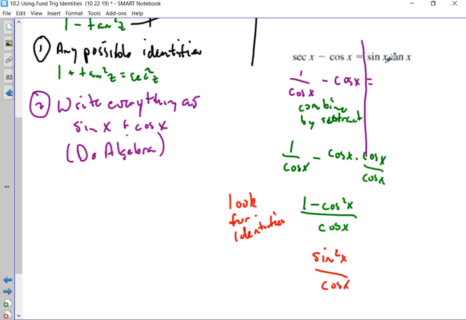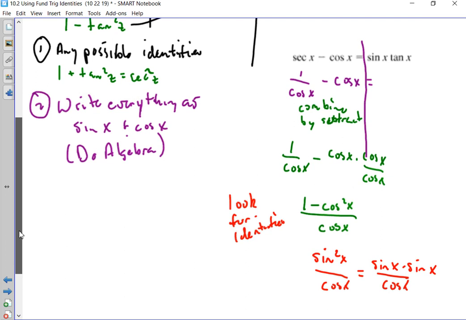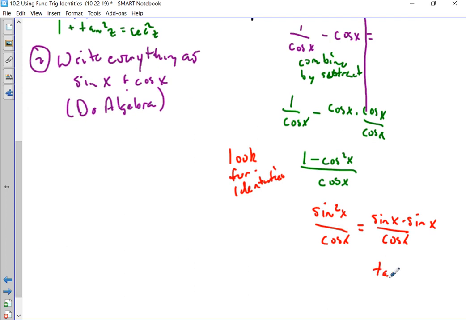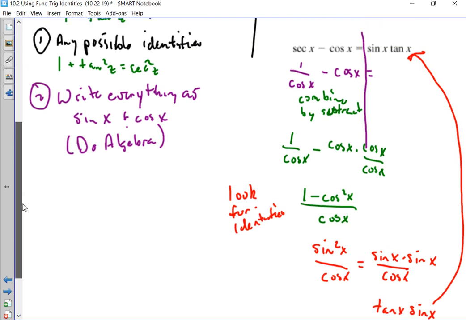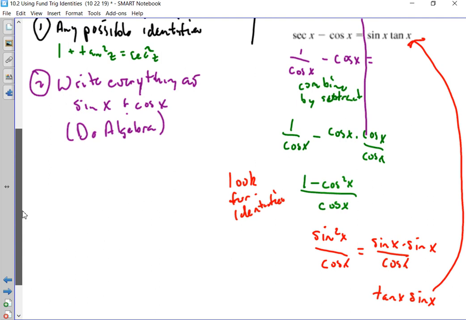But now, what do we do next? Write everything in sine and cosine. It's already written in sine and cosine. Let's go one step further: we separate it and make it look like this. Sine squared is sine of x times sine of x, all over cosine of x. Well, what's cosine over cosine? That's going to equal tangent of x times sine of x, which you know, my friends, is exactly how we rewrite it just like that one. And so that is how you simplify and solve these.